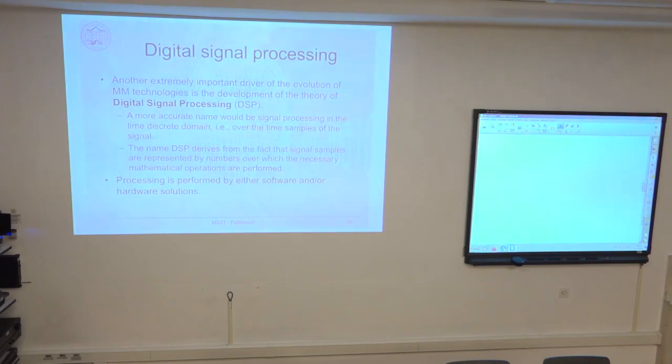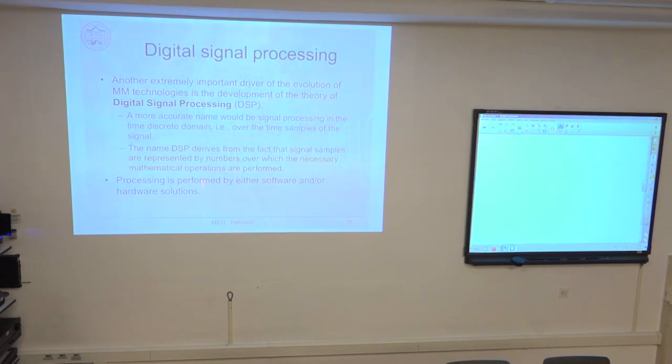But due to the fact that in this time discretization, the signal values were converted to digital form, to numbers, the name that was given to this field was digital signal processing, because digits that represent the values of the signal were then processed by a computer. This name DSP derives from the fact that signal samples are represented by numbers, and necessary mathematical operations are then performed over these numbers to perform the desired function.